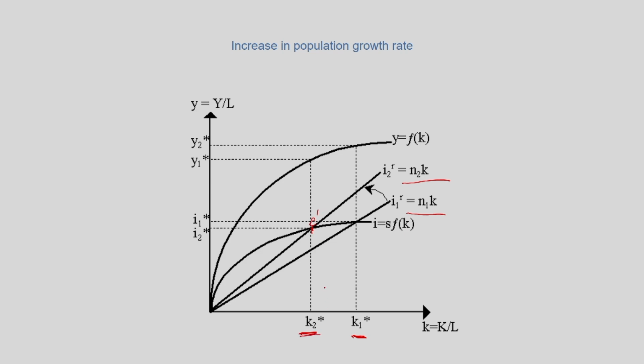And at this point, the economy has less capital per worker than it began with, and it is therefore poorer, and the per capita output is ultimately lower after the increase in population growth. So the per capita output has reduced from Y2 star to Y1 star. So it is ultimately lower after the increase in population growth rate. That completes our discussion of the basic Solow model.